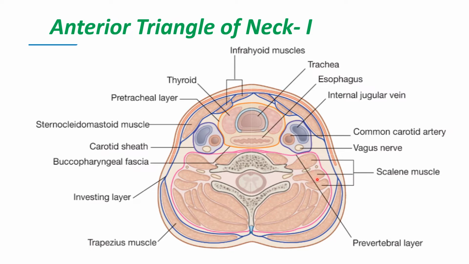So these are the structures, the scalenes and the nerves, the brachial plexus branches, as well as branches of the cervical plexus, which you saw in the posterior triangle. Right? We still have to do the posterior part of the neck when we will be doing the suboccipital triangle. But presently our focus is on this anterior part.